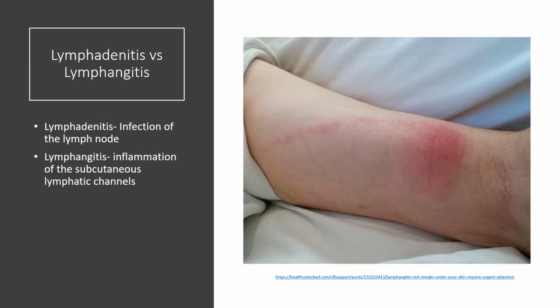lymphatic pathology. And I want you all to be aware of the differences between lymphadenitis versus lymphangitis. So lymphadenitis is infection of the lymph node, and lymphangitis is inflammation of the subcutaneous lymphatic channels. Infections anywhere in the body can actually lead to lymphadenopathies. When the lymph node becomes overwhelmed by the infection, the lymph node itself can become infected. And lymphadenitis can be classified as either acute or chronic. And acutely inflamed lymph nodes are most commonly localized in the cervical region in association with infections of the teeth or tonsils, or in the axillary or inguinal regions secondary to infection of the extremities.